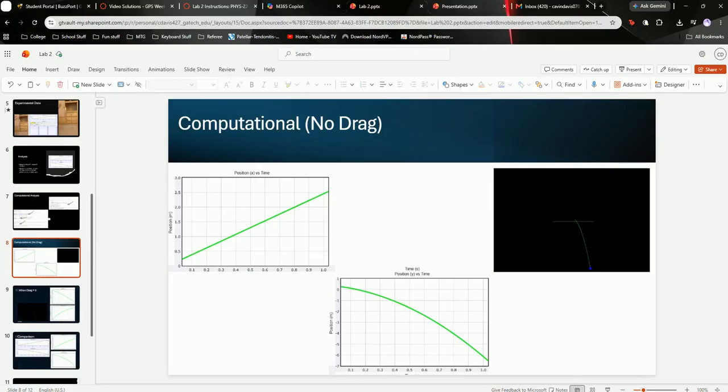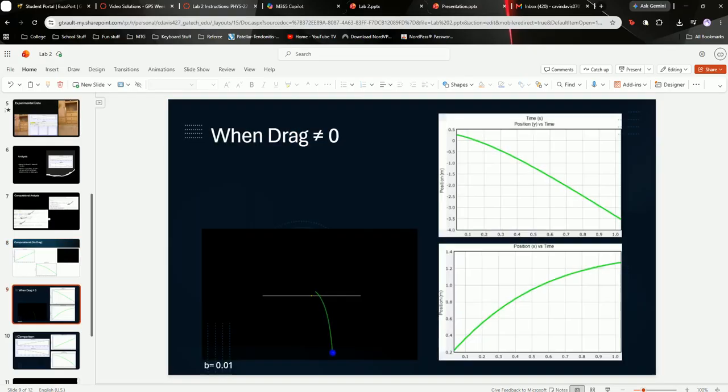Here is the computational data without drag. As you can see, the position-time graph for the x value is also upwards and constant, similar to the experimental data. And then also similarly, the position-time graph for the y value is downwards and increasing. And then here is the image of the computational ball that has fallen.